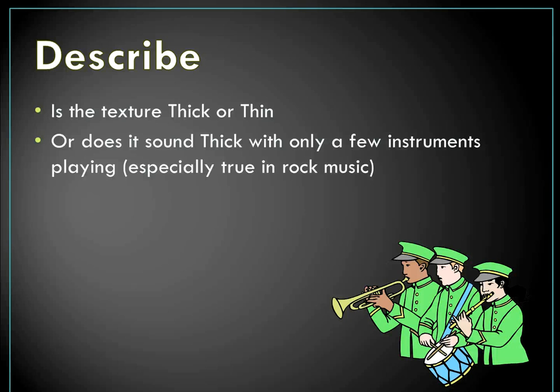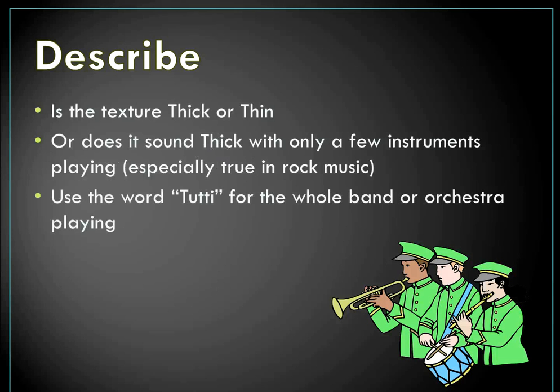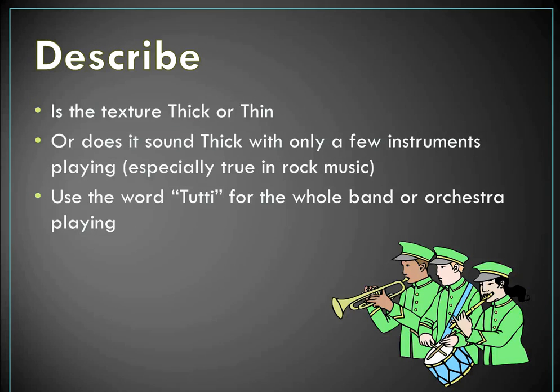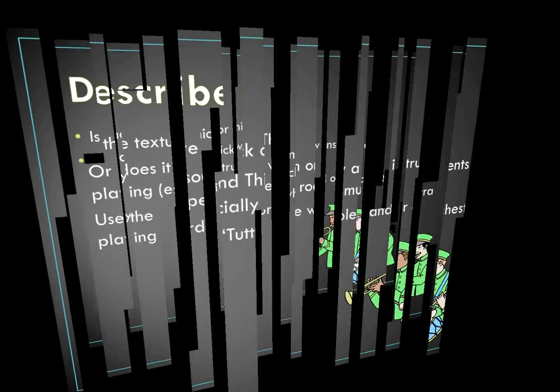Does it sound thick with only a few instruments playing? This is especially true in rock music because the guitar, especially if they've got a lot of heavy distortion on the actual instrument, gives it a really fat, thick sound. Okay, but there might only be still 3 or 4 instruments playing. And if it is an orchestra playing, or maybe a whole big band, like a jazz big band, you can use the word tutti. Now tutti means that everybody's playing at the same time. They don't have to be playing the same thing, it just means they're performing all together at the same time.